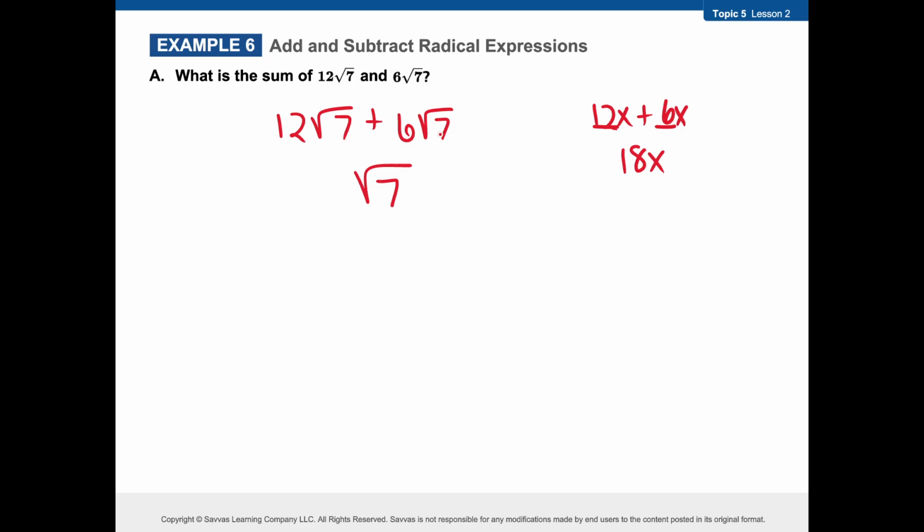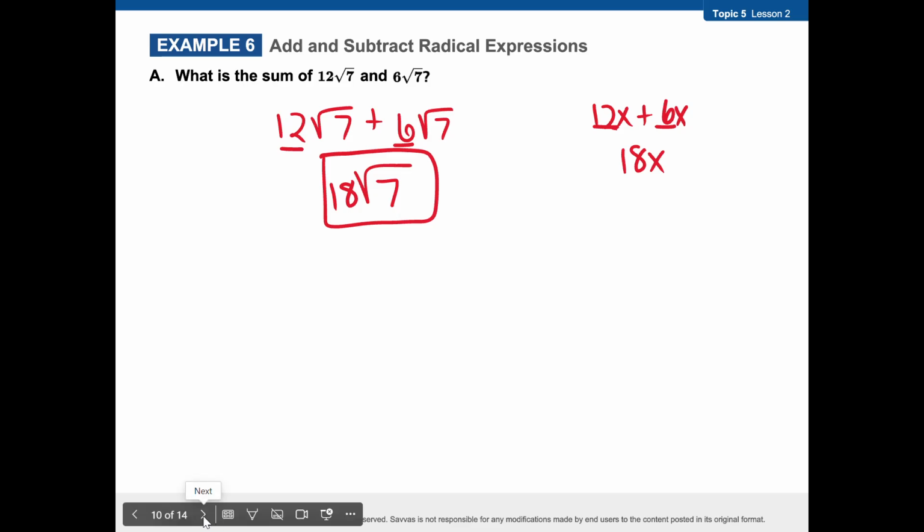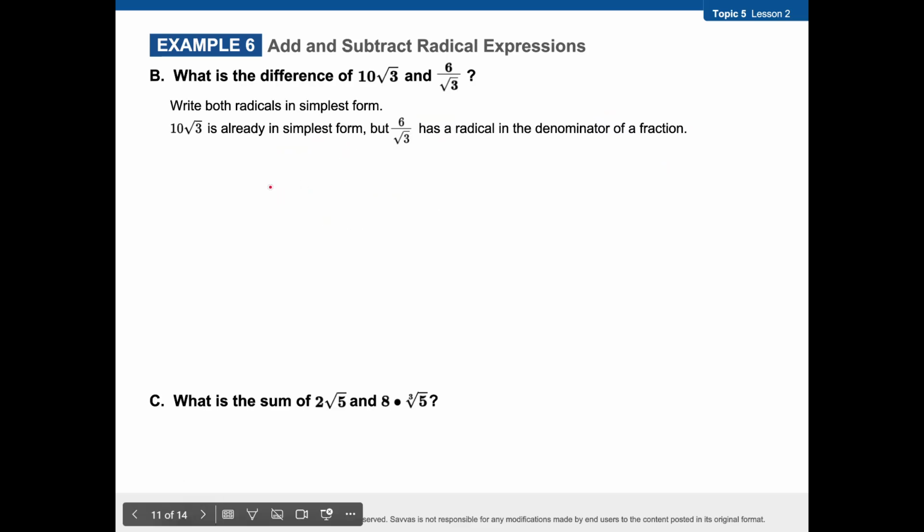If they do not have the same radical inside, you can't add them together. So that stays as a radical 7, and you would just add 12 plus 6 and make it 18. And then always check to see, can 7 be broken down? It cannot, so it stays as 18 radical 7.